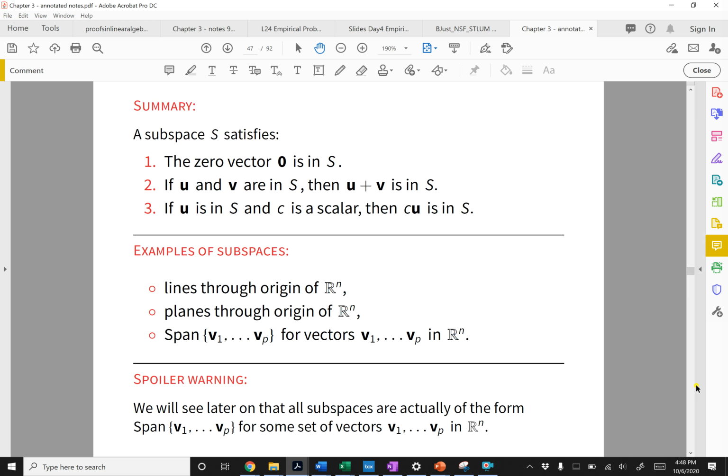So a subspace satisfies those three criteria. Lines through Rn are examples. Planes in Rn through the origin, gotta emphasize that. And a span of any set of vectors in Rn. All subspaces, we'll see, are actually of the form where you can write them as a span of a set of vectors.